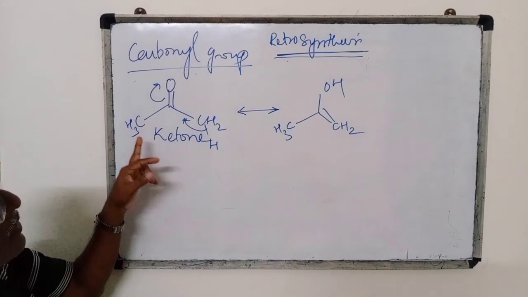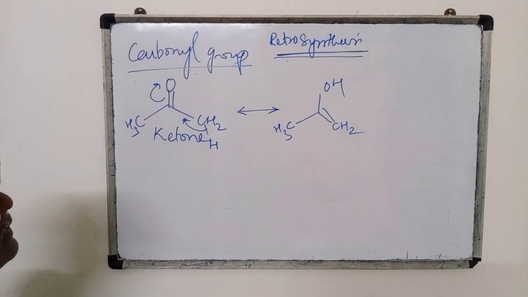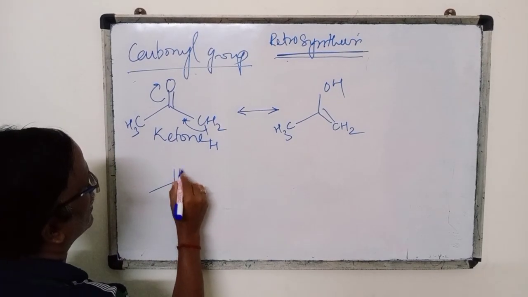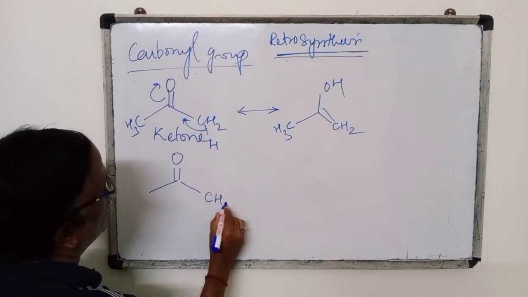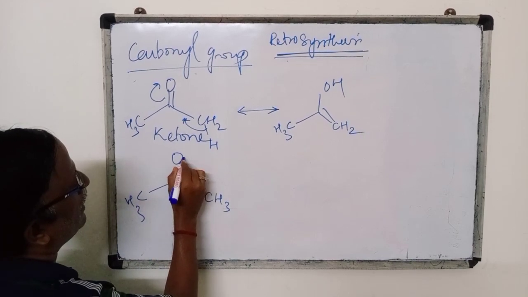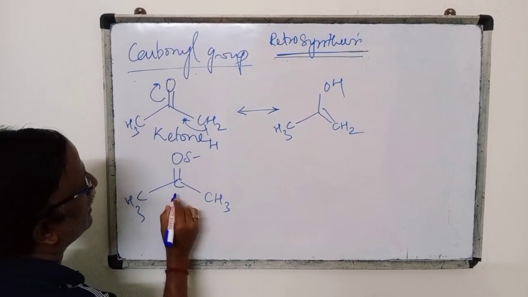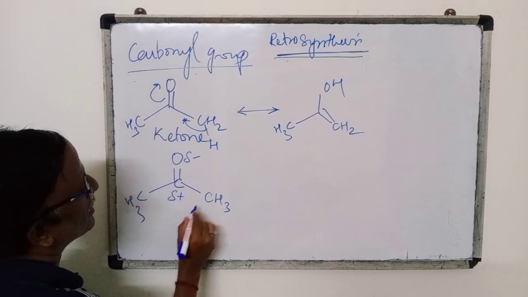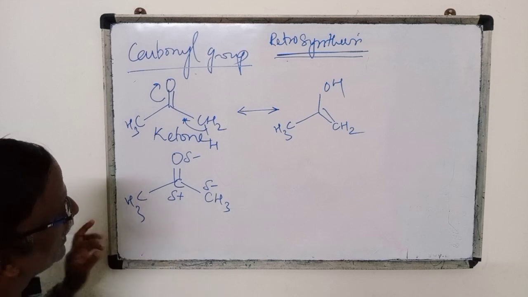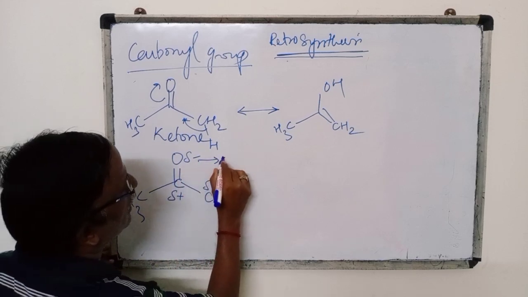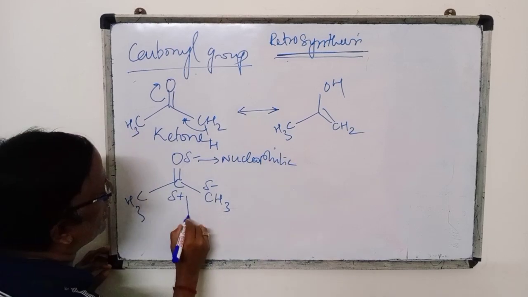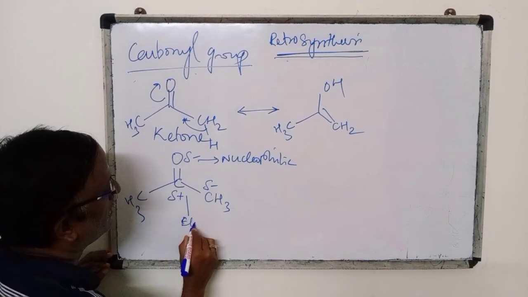Okay, now just try to see the polarity of this compound. Once you have a carbonyl, as you know, this carbonyl carbon and the oxygen. So oxygen is going to have a delta negative, and this is going to have a delta positive. Obviously, this is going to have a delta negative. So in other words, this is going to be nucleophilic, and this is going to be electrophilic.